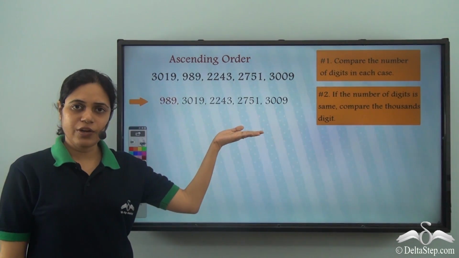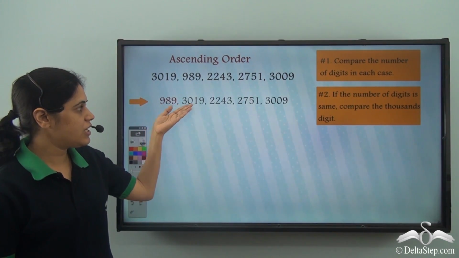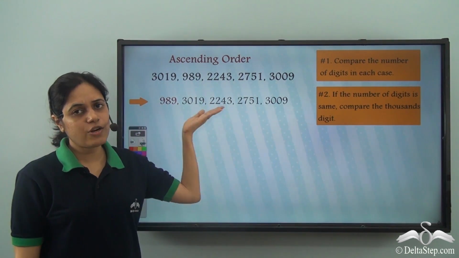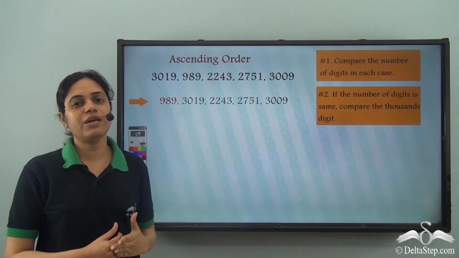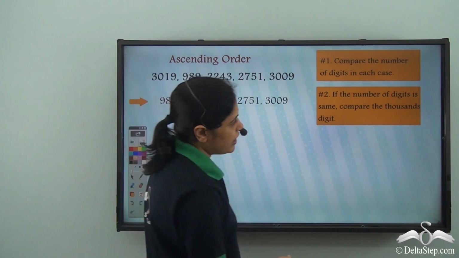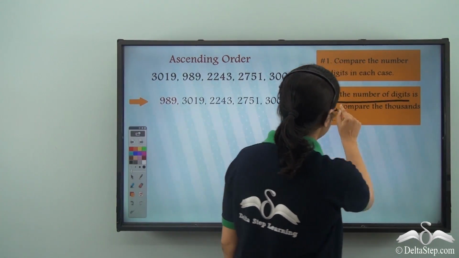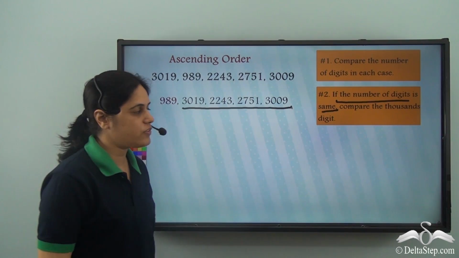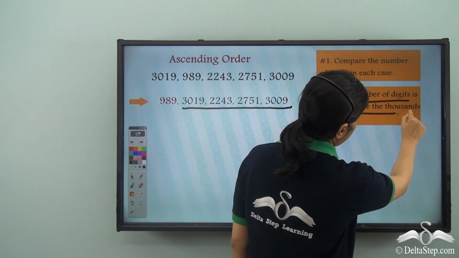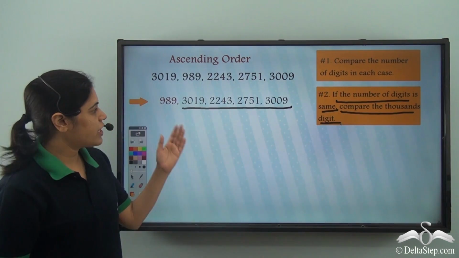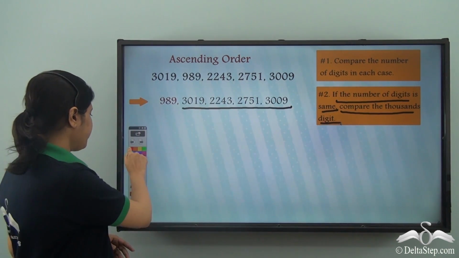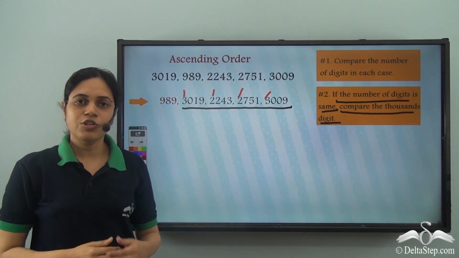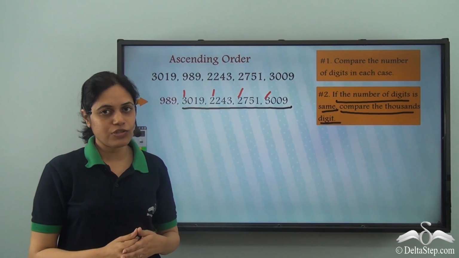Is this arranged in ascending order? No, because 3019, 2243, 2751, 3009, these numbers are not yet arranged. So let's go to our trick number 2. What does it say? It says that if the number of digits is the same, which is the case here, number of digits are the same, 4 digits in each of the numbers, compare the thousands digit. So I need to check the thousands digit. I have 3 here, 2 here, 2 here, 3 here. So I have 2 and 3 as my thousands digits.